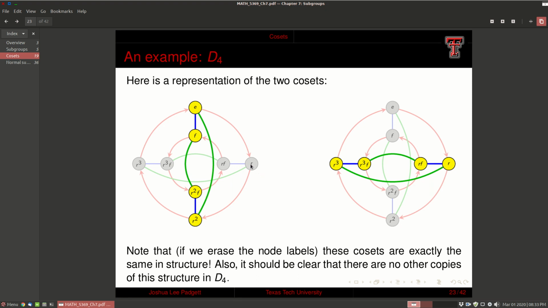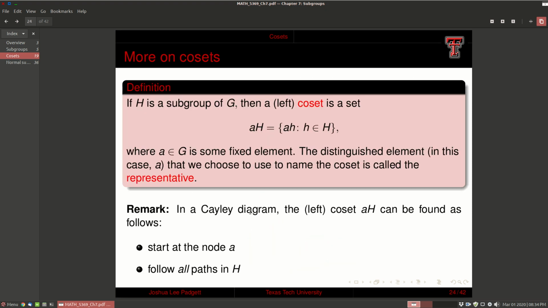So starting at R and performing 2 rotations gives me R cubed. And then finally, I need to perform an R squared F, which is what? 2 red arrows followed by a blue. So starting at R, I go red arrow, blue, and I get R cubed F. Okay? So with the Cayley diagram, you can start at the node A, and then follow all the arrows that live in your subgroup H. And this will give you, from a Cayley diagram, the coset AH.